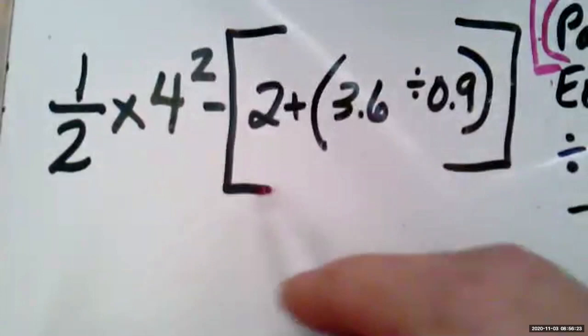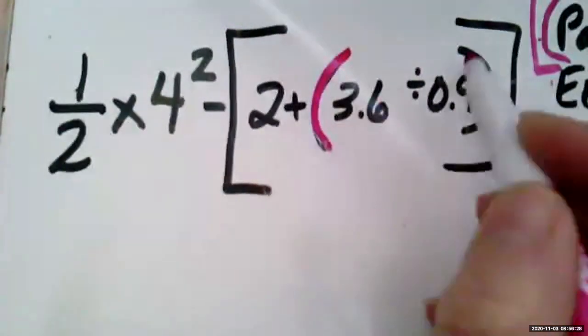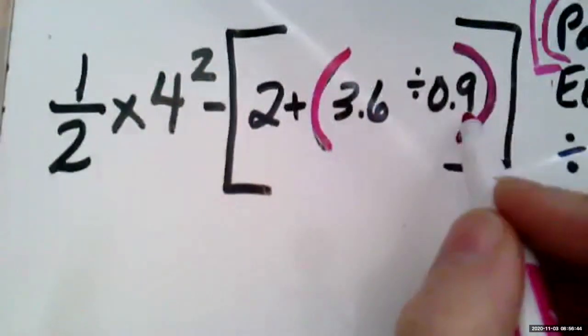All right, so we're going to look inside the bracket and inside the parentheses, but parentheses is first. So this is the part I'm going to solve first, okay? 3.6 divided by 0.9, okay? 3.6 divided by 0.9.